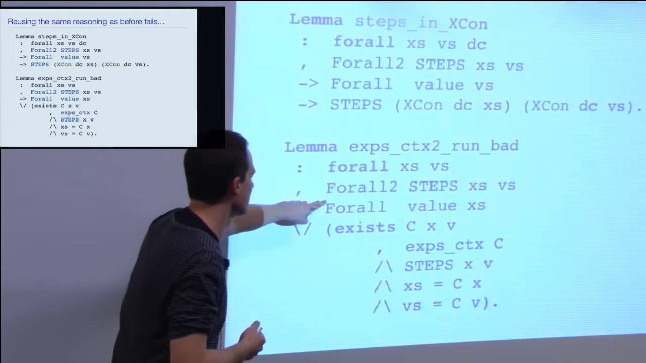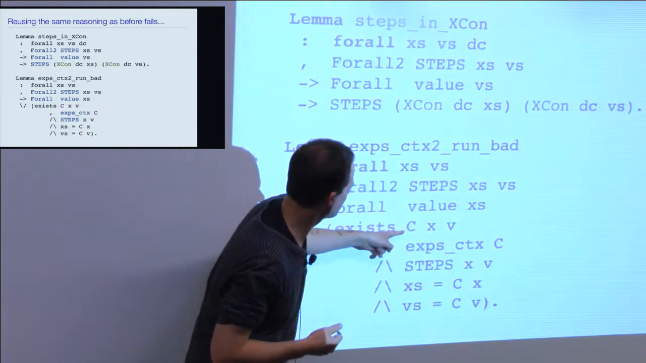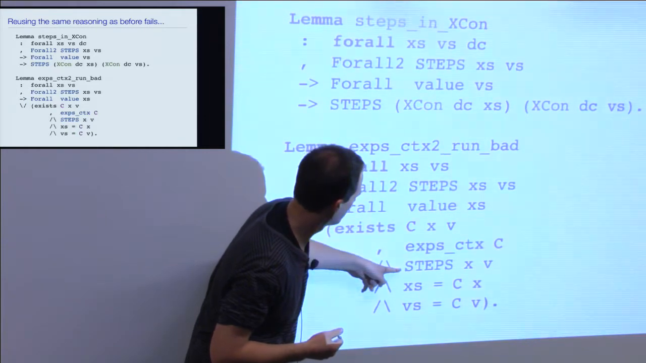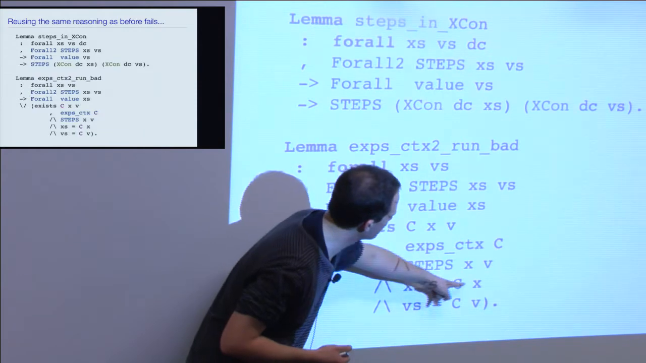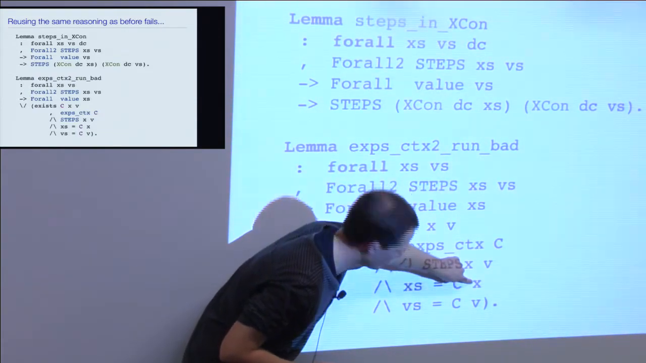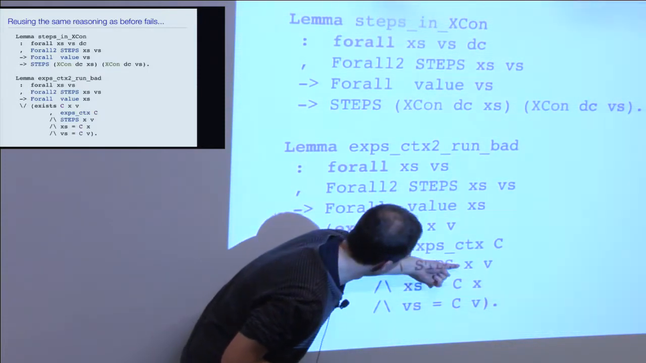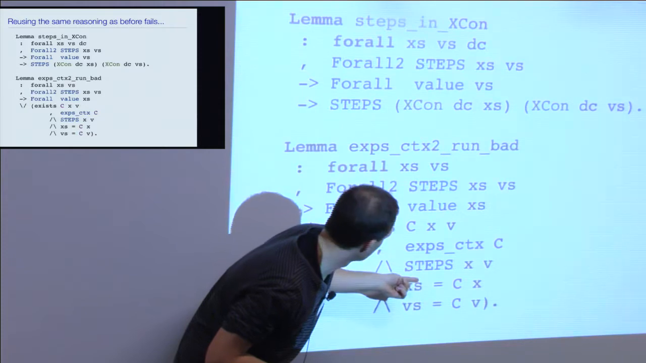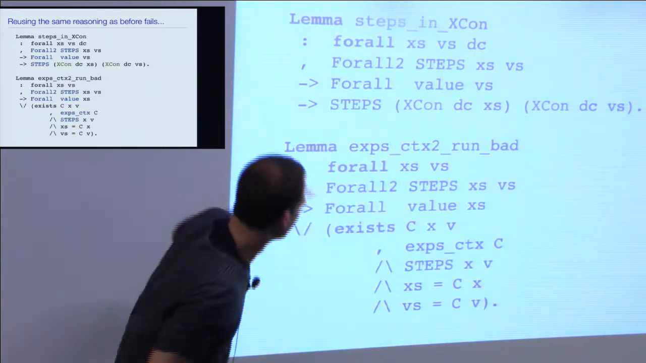It says, given all the expressions can go to values, then there is a context where the context holds the thing that I'm going to reduce. So I've found the expression which is going to reduce, and then I've found the value that it goes to, and then x really goes to v. So I've found the context. So this is what I wanted.